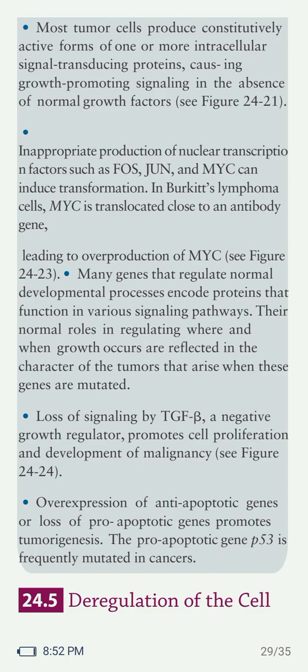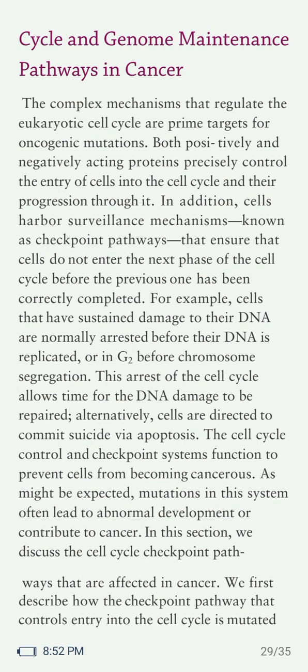Next topic, deregulation of the cell cycle and genome maintenance pathways in cancer. The complex mechanisms that regulate the eukaryotic cell cycle are prime targets for oncogenic mutations. Both positively and negatively acting proteins precisely control the entry of cells into the cell cycle and their progression through it. In addition, cells harbor surveillance mechanisms known as checkpoint pathways that ensure that cells do not enter the next phase of the cell cycle before the previous one has been correctly completed.